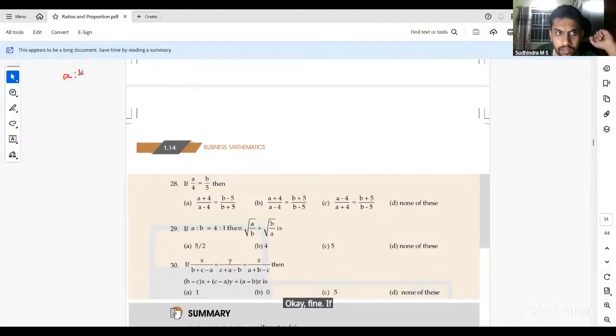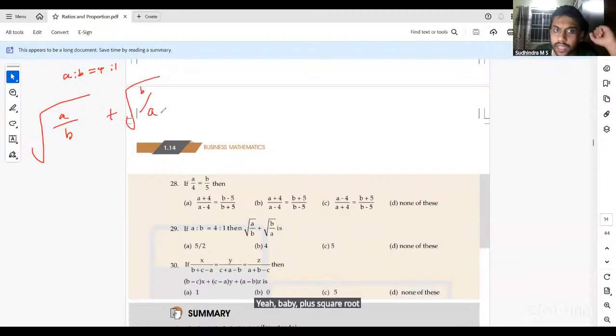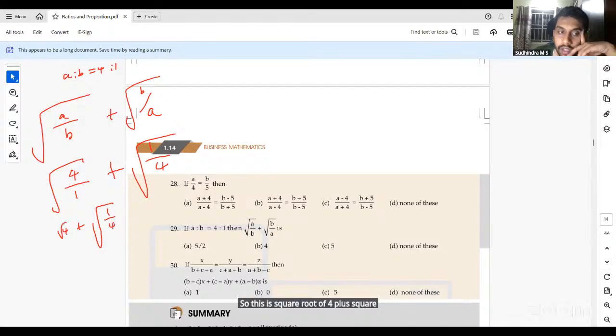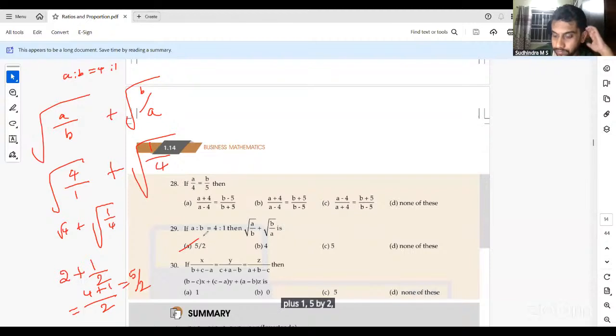If A is to B is equal to 4 is to 1, they're asking us the square root of A by B plus the square root of B by A. What am I supposed to do? Just substitute. A is 4, B is 1, B is 1, A is 4. So this is the square root of 4 plus the square root of 1 by 4. Square root of 4 is 2. Square root of 1 by 4 is 1 by 2. 2 plus 1 by 2, LCM: 2 twos are 4 plus 1, 5 by 2 is the answer.